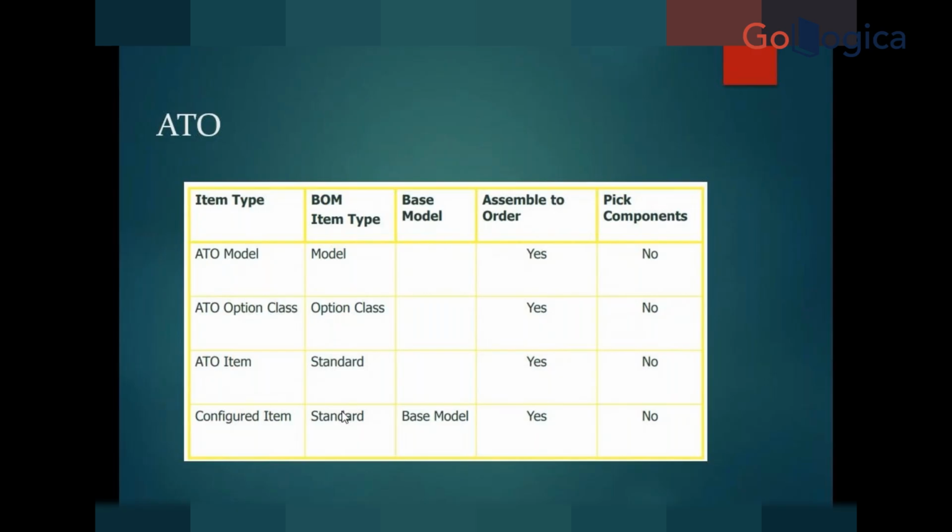Item type. Good. In MTL, you will get which organization it is defined in, and the item name, description, and all. For the attributes, you will only be able to see what template has been assigned to it, whether it's an ATO model.